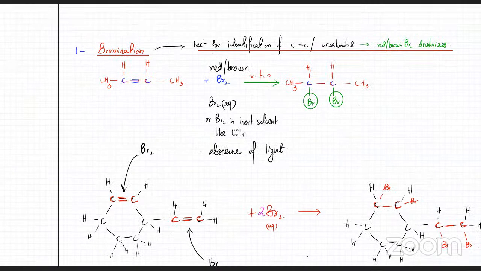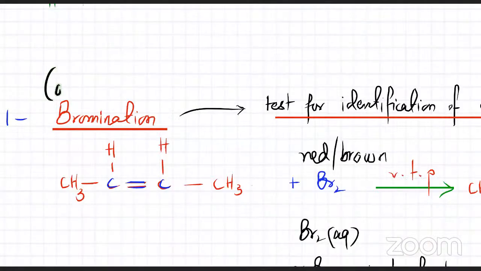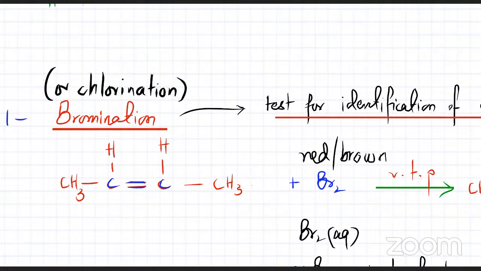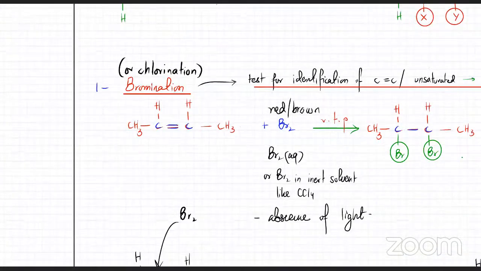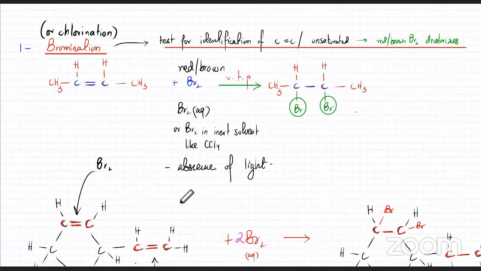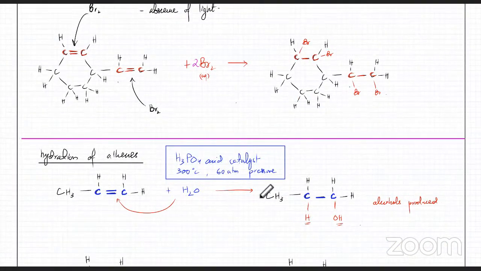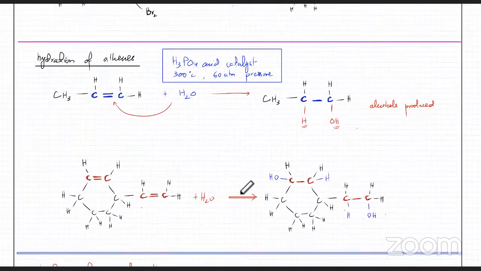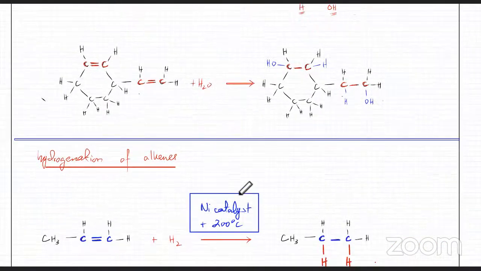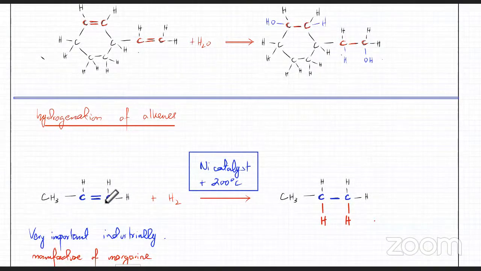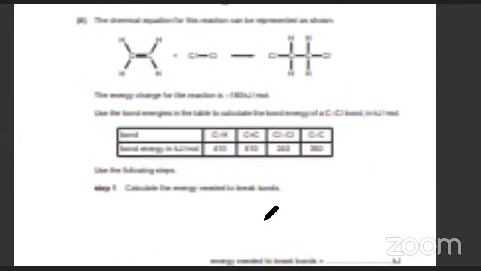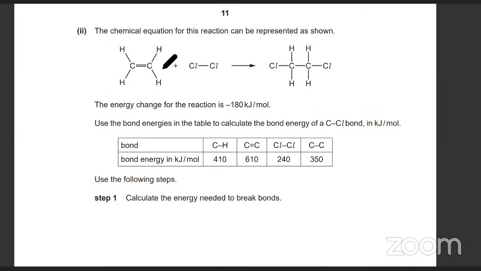I'll write above it chlorination, okay. So things get added to the double bond. There was also hydration, where water got added to the double bond, so HOH got added. You also had hydrogenation, where H got added to the double bonds. So you had this reaction as well. What else is left in this? Okay, this is showing addition, right?